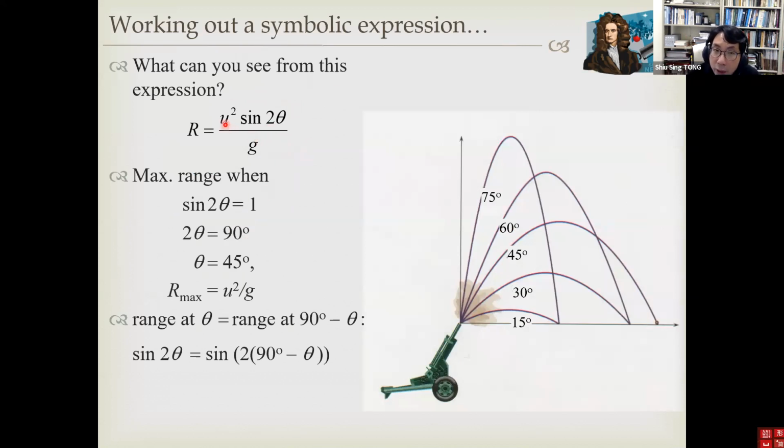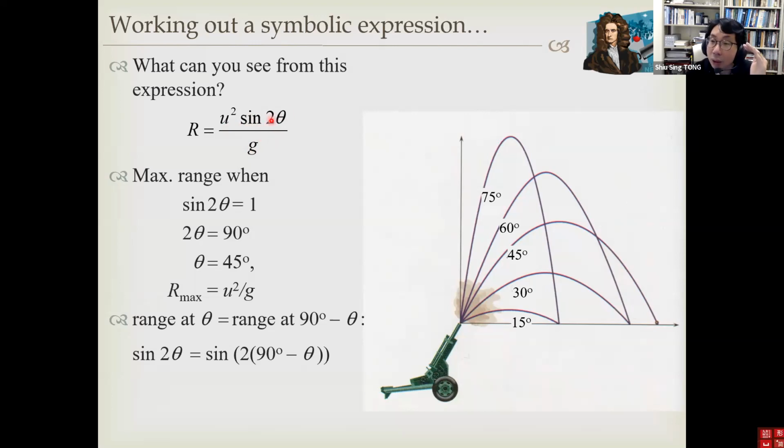Now, if I keep u constant, if I project the particle with a fixed speed, if the initial speed is kept fixed, but the angle theta can be varied, I want to ask, which angle will give me the largest range, the longest range?